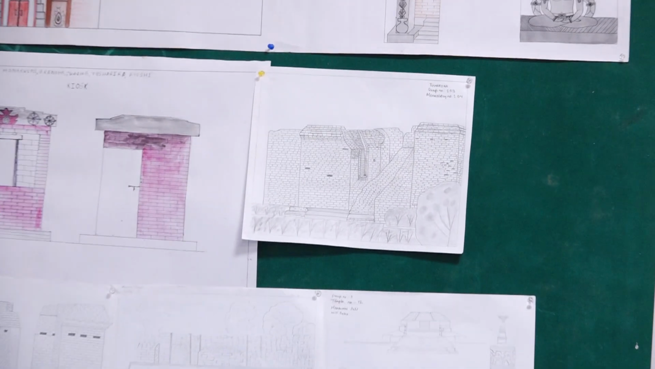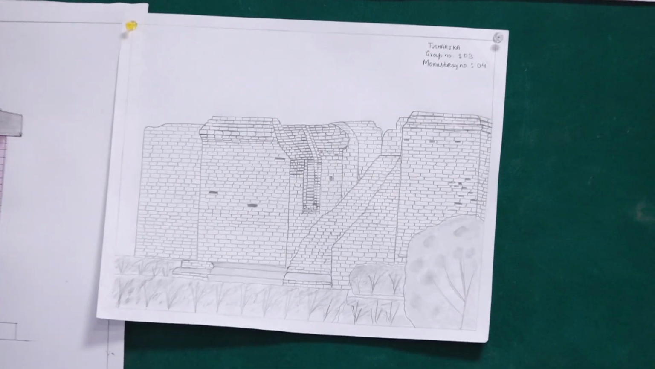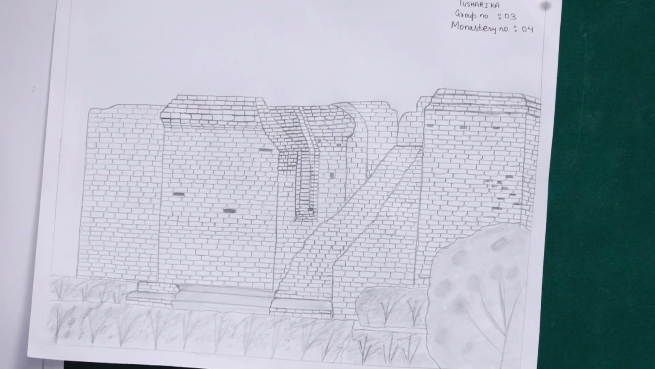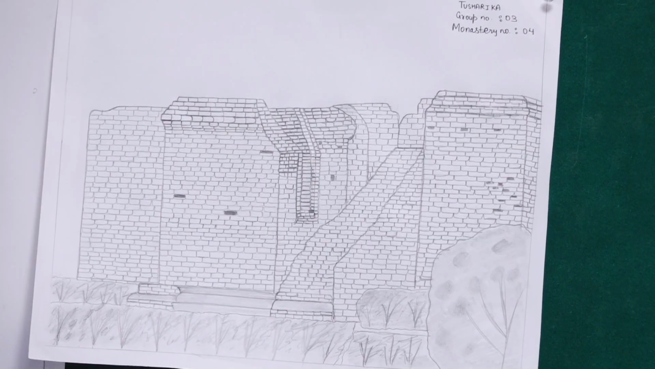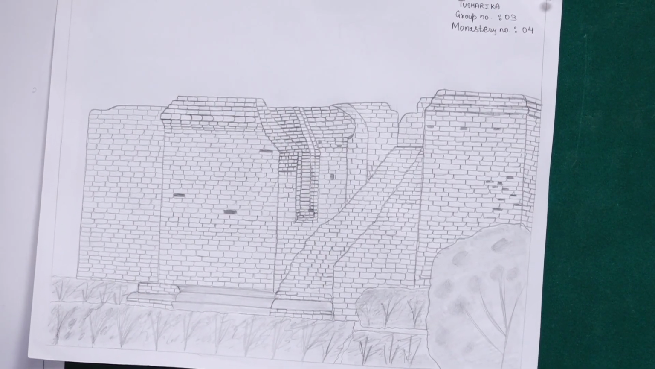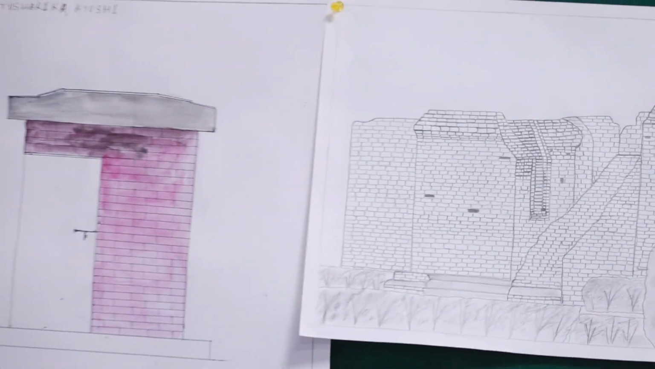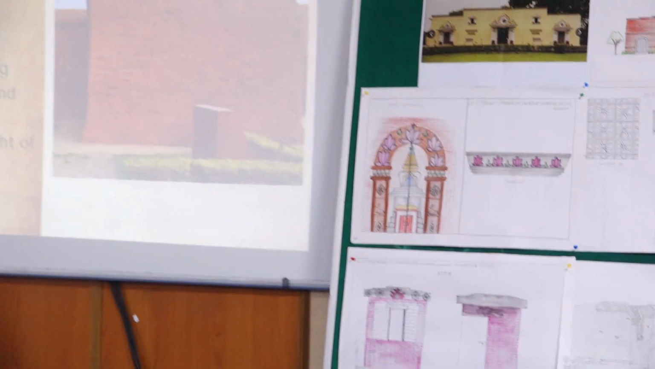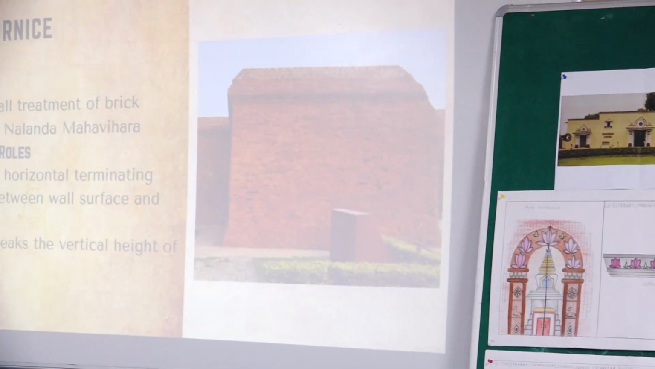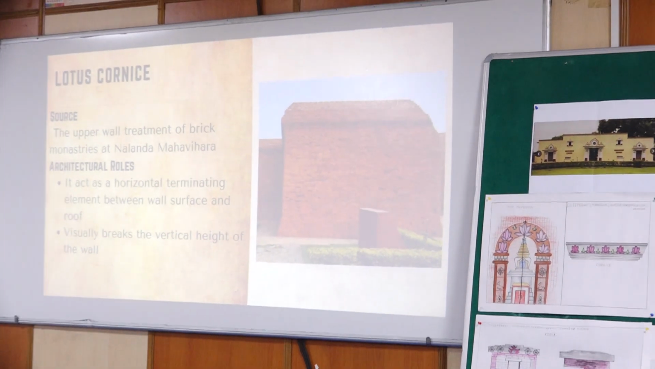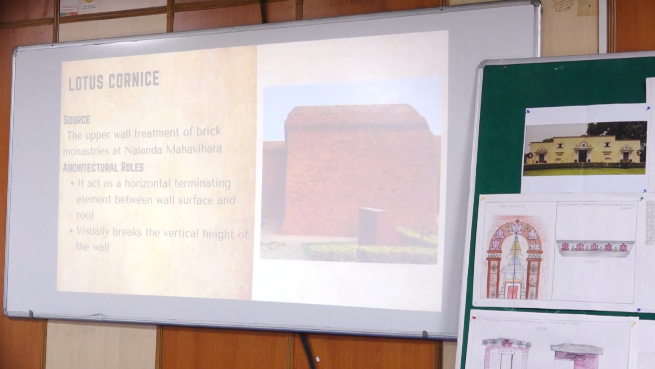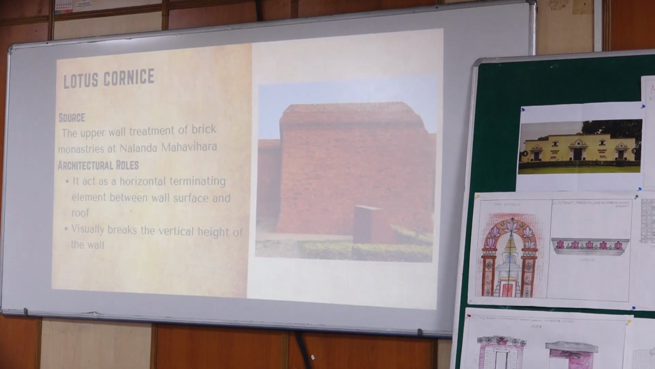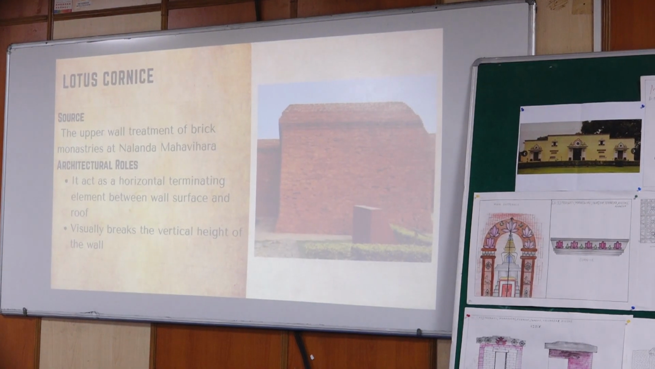So the source that we have taken is the lotus cornice, that is the upper wall treatment of the brick monastery at the Nalanda Mahavira. Now, what are the architectural roles that we are inclined towards using this for? First, it acts as a horizontal terminating element between the wall surface and the roof, and it also visually breaks the vertical height of the wall.